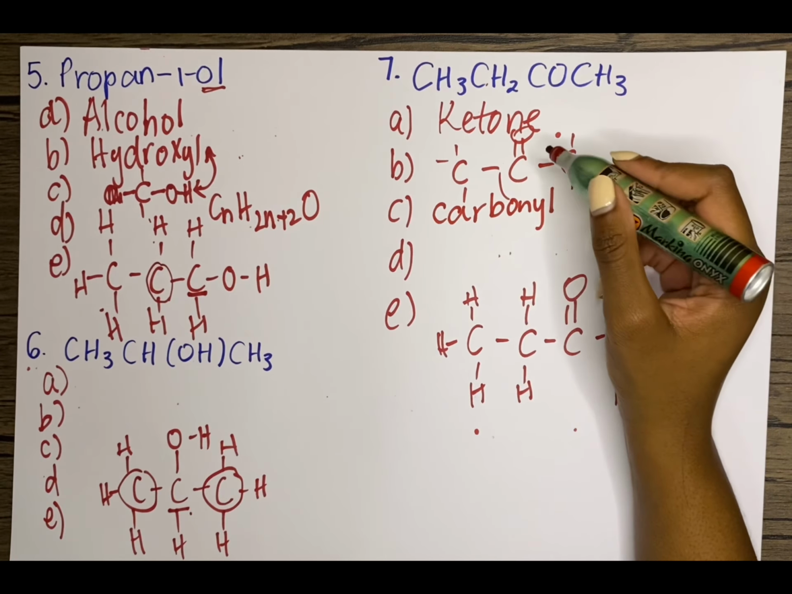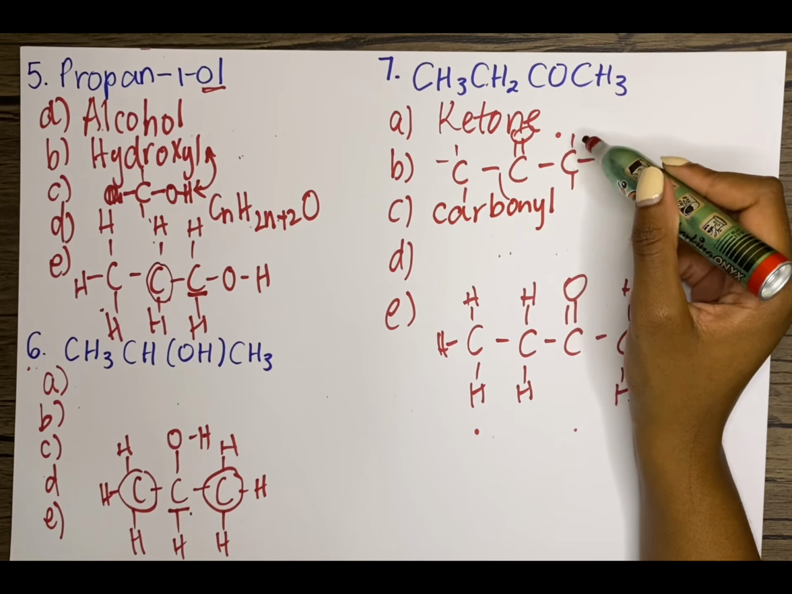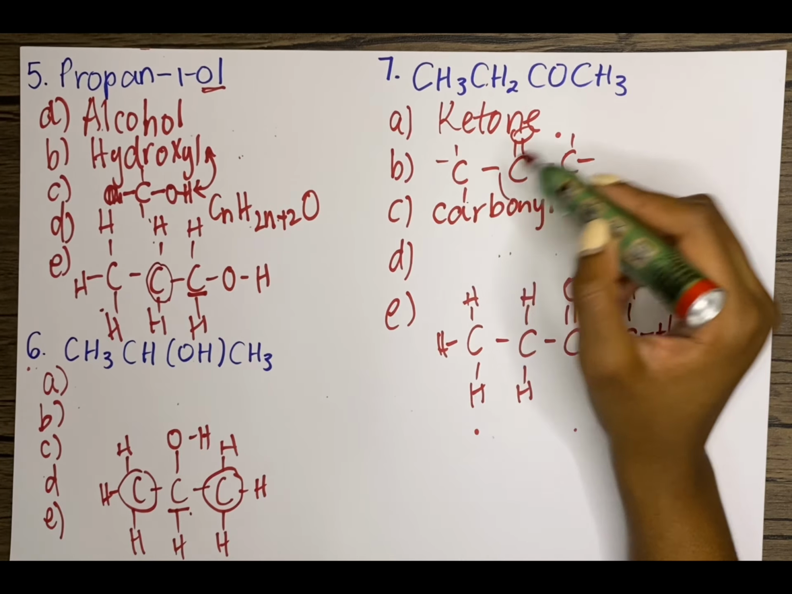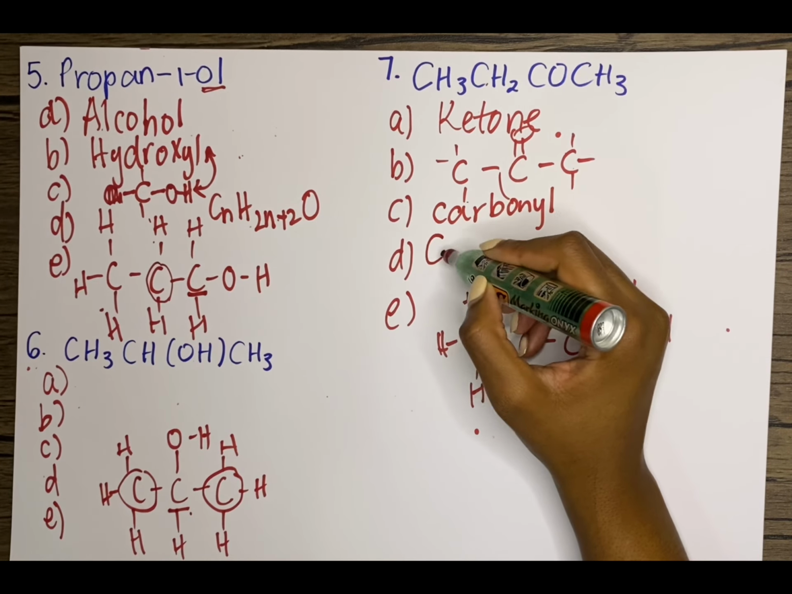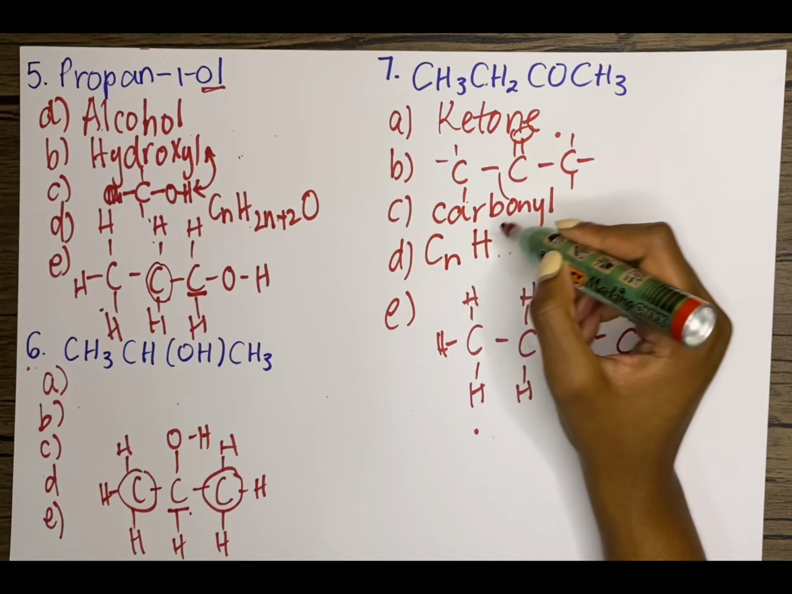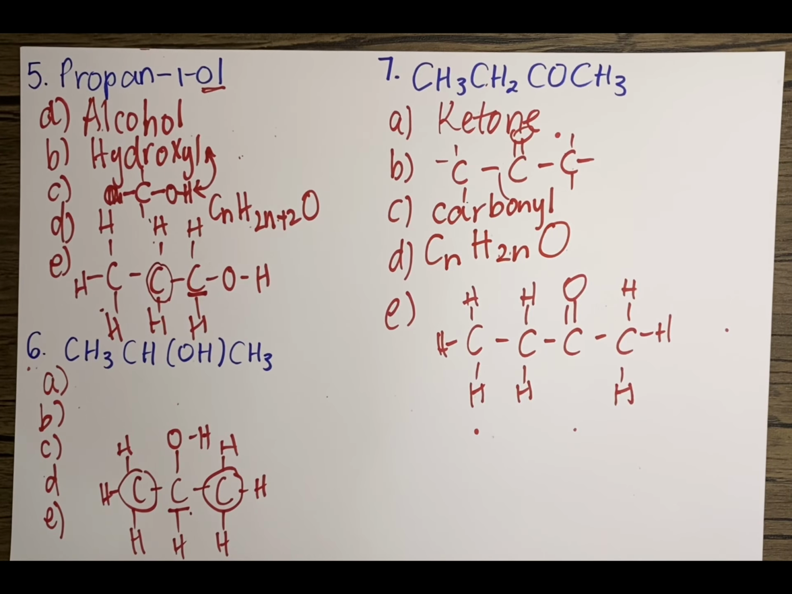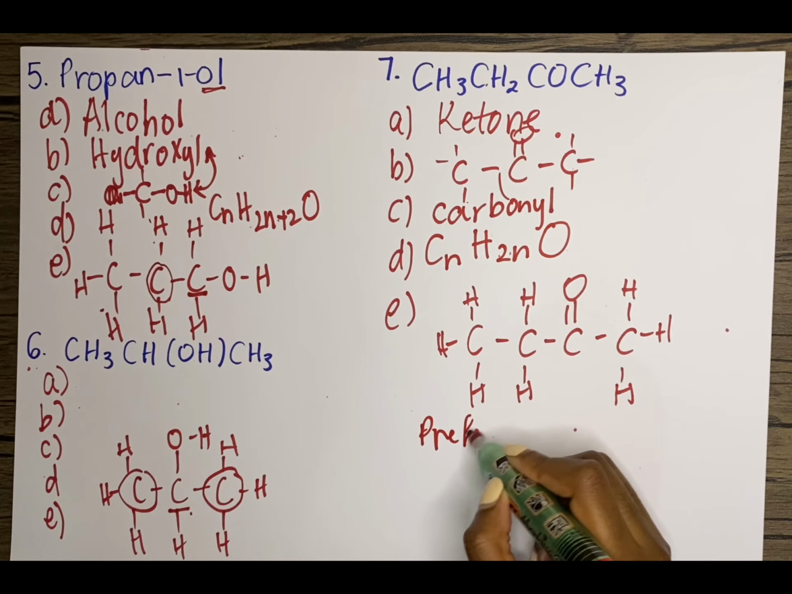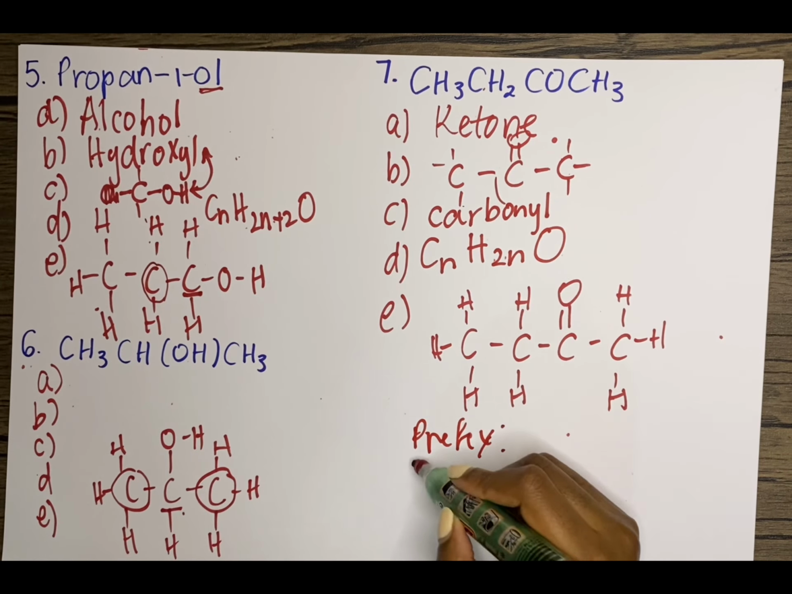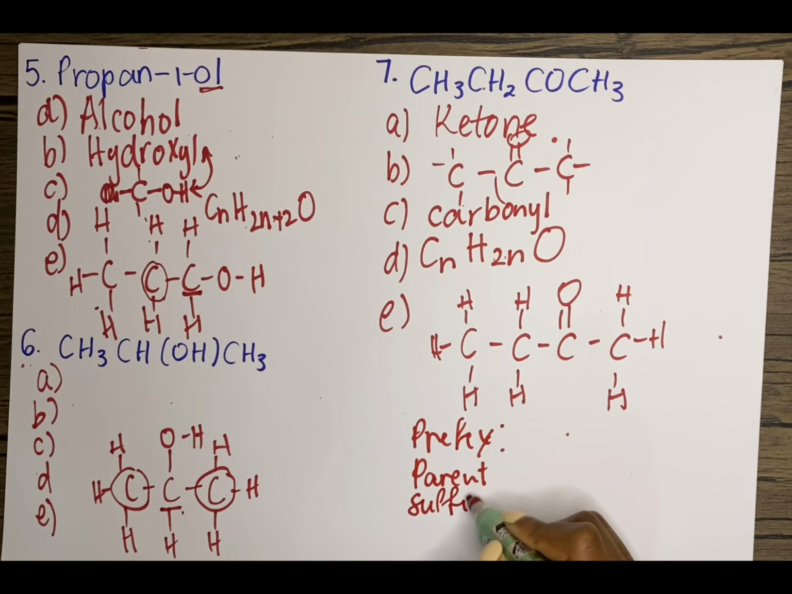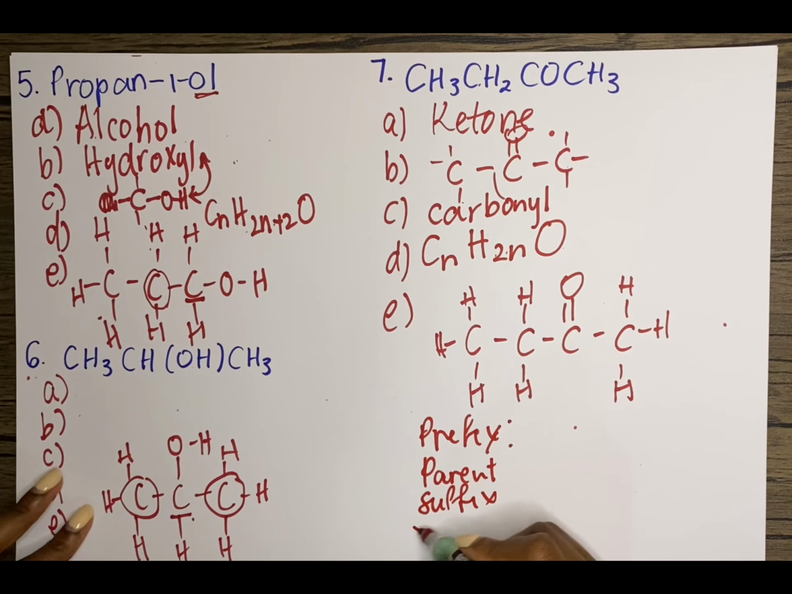If you look at the general formula, that's going to be Cn. How many do we have here? We have 1, 2, 3, and you would have, if these were hydrogens, 1, 2, 3, 4, 5, 6 hydrogens. So that's CnH2n, and an oxygen, right? Now, if you were to name the ketone, if you look at this one that we have here, we don't have any substituents.